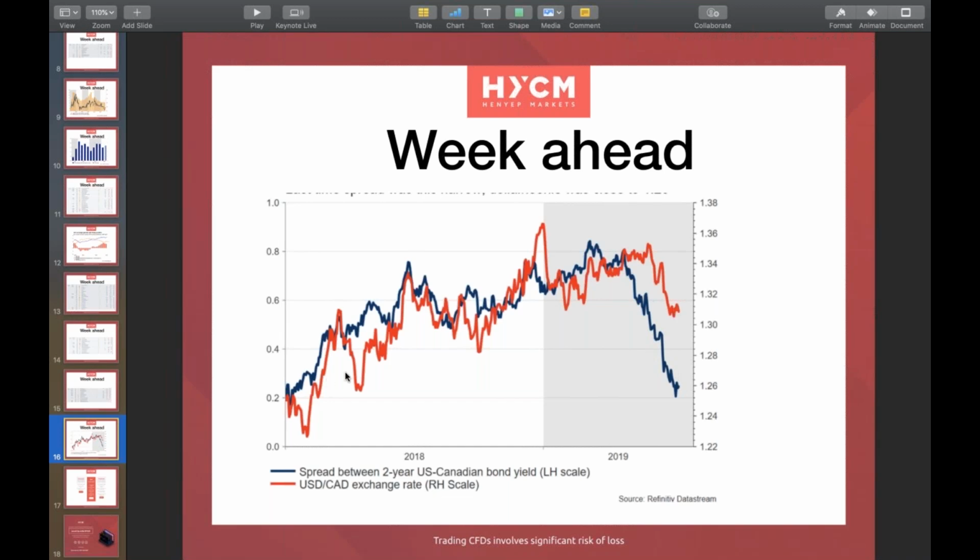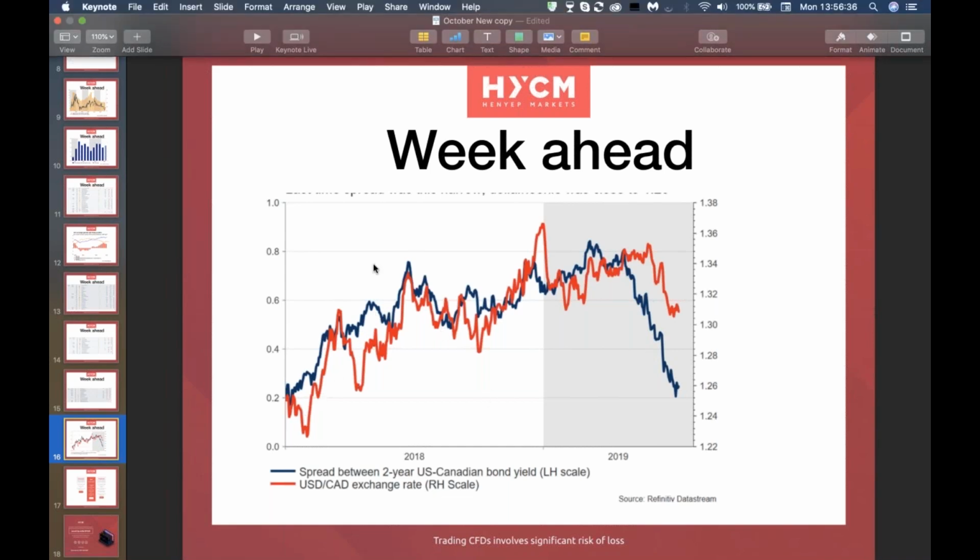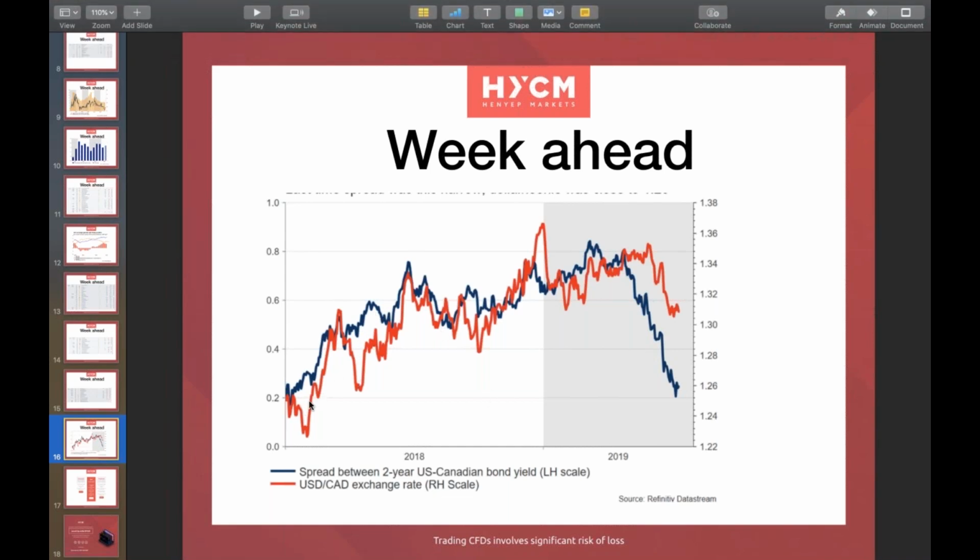Now, the gap doesn't tend to last very long before one catches up with the other. And you can see that the last time that the US Canadian bond yield spread was at this sort of 0.2, 0.3 level, the US dollar Canadian exchange rate was about 1.26, 1.27, okay? So at the moment, we've got the US dollar Canadian dollar pair at 1.31. So there is a really strong potential for a large fall in the US dollar Canadian dollar pair. So that is a currency to be really looking out for.